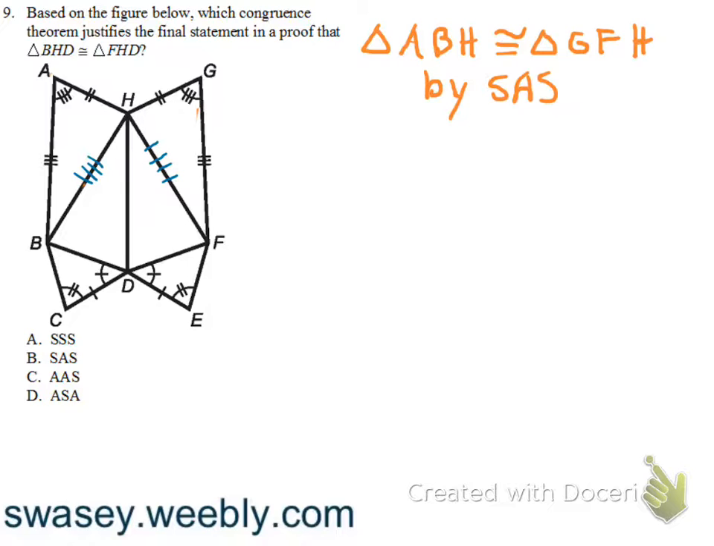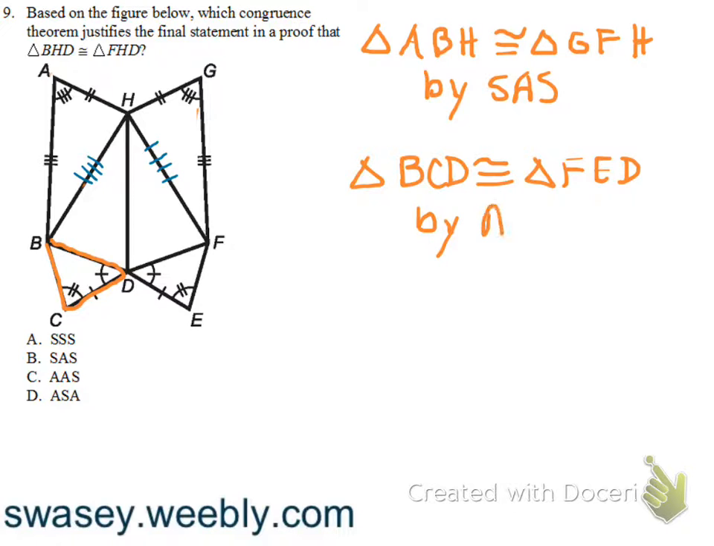Now if we think about these triangles in the bottom, we can say that triangle BCD is congruent to triangle FED by angle, side, angle. Now because those are congruent, now we can say the corresponding sides are congruent, so BD is congruent to FD. Now we're up to 5 marks.